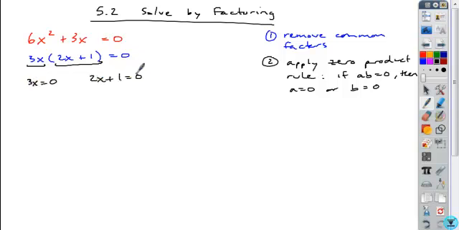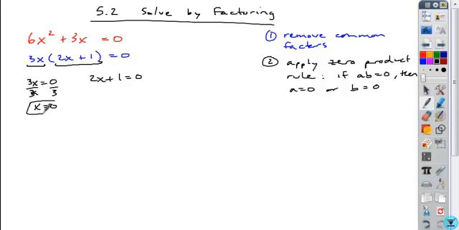Now, often this is going to be done mentally, right? Because usually you'll just look to see, in this first factor, what value of x would give you a 0? 0. And now you can confirm that by solving here. If you divide both sides by 3, you get x is equal to 0.